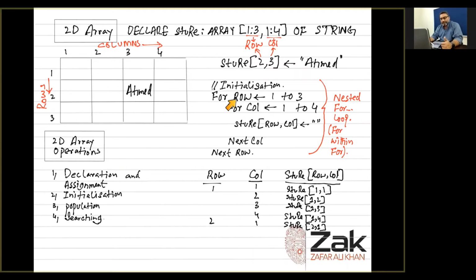So in the first loop, row is 1, and then column goes from 1 to 4. So student record 1 comma 1 will be initialized, then student record 1 comma 2, then student record 1 comma 3, and student record 1 comma 4 will be initialized. And then it gets out, then row changes to number 2, and then the whole thing goes on. So for every row, all columns will be initialized. That is how it works.